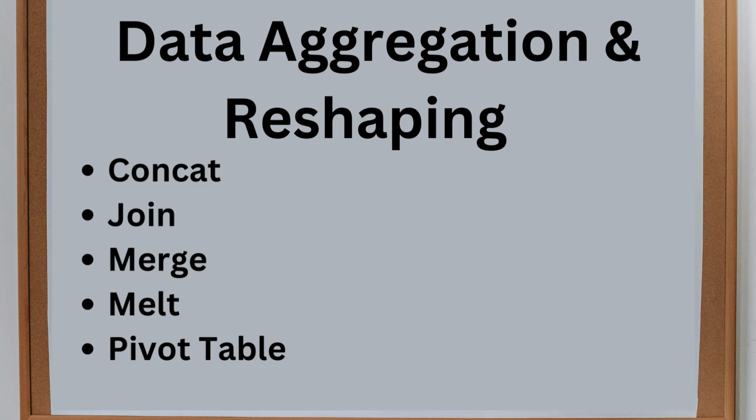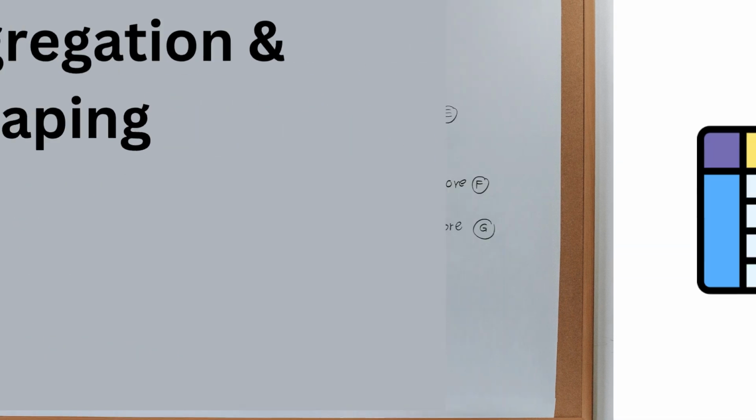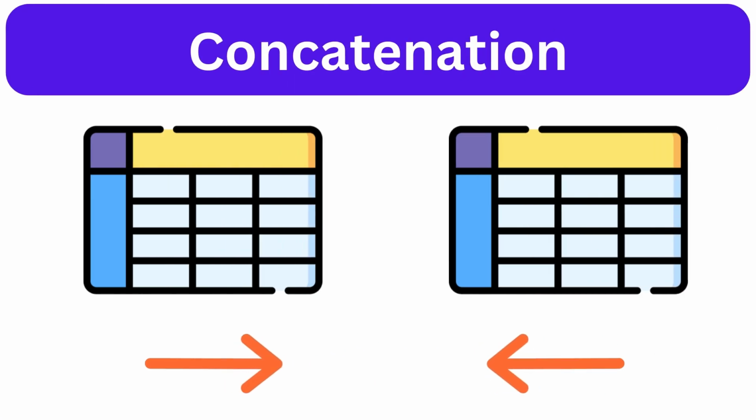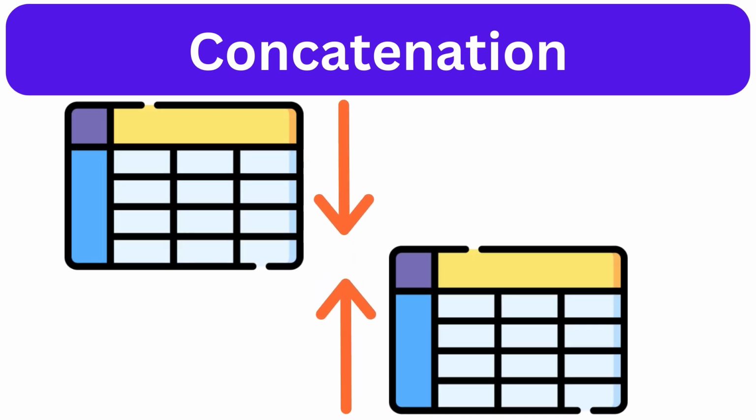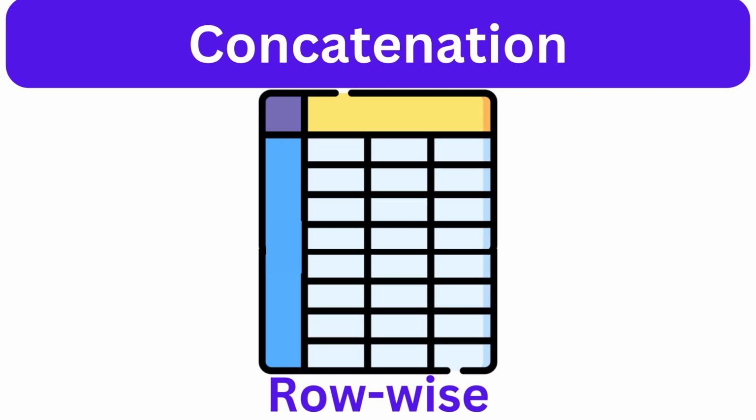In Pandas, concat, join, and merge are used to combine data frames, but they serve different purposes and have distinct use cases. Let's talk about the concat function in Pandas. The purpose of concat is to stack the data frames along a particular axis, either row-wise or column-wise. Concatenation is used when we want to simply append the data frames without considering keys or the matching indices.